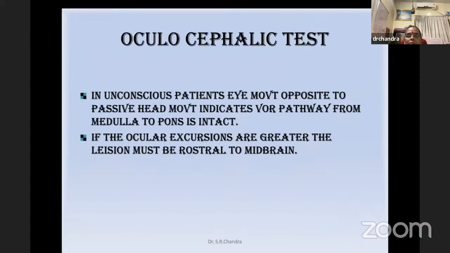Then we have the oculocephalic test. In a conscious patient, the oculocephalic test is a little difficult because the patient might voluntarily move the eye. So you can tell the patient to fix on an object and move the head. But in a comatose patient, it is easy and it tests the integrity of the brainstem.